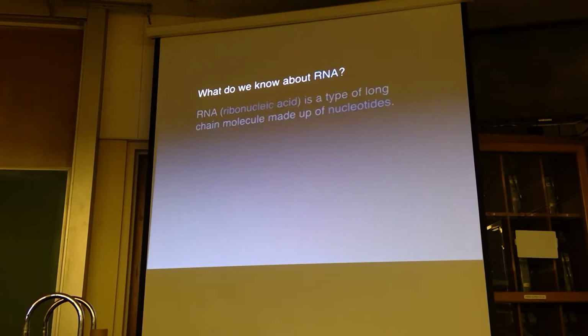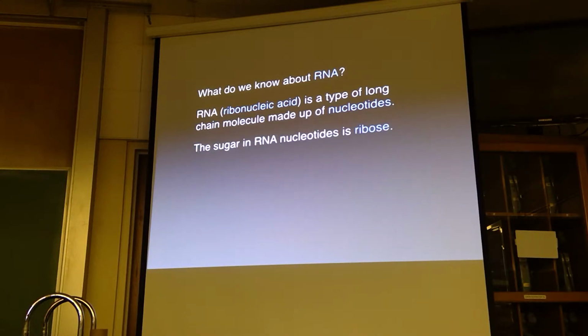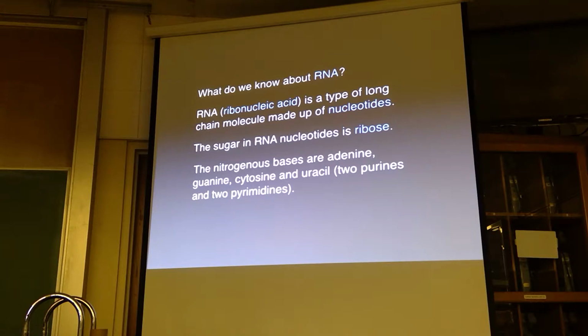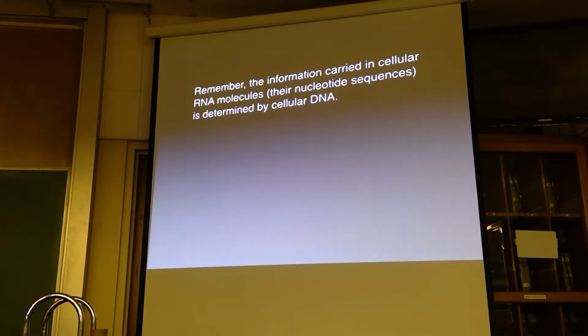So, quick review about RNA again. RNA is ribonucleic acid. It is still a polymer, so it's a long chain of nucleotides connected together by phosphodiester bonds. It's just not nearly as long as DNA. The sugar is ribose. The bases are adenine, guanine, cytosine, and uracil. Uracil is a pyrimidine. The information that's carried in RNA molecules at this point in time, most of it, if we're talking cellular organisms, is encoded by DNA.